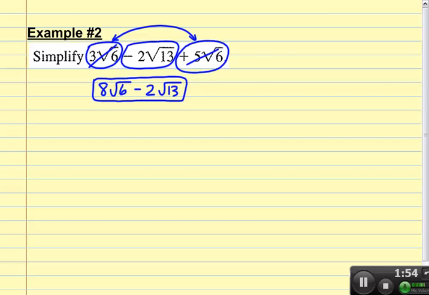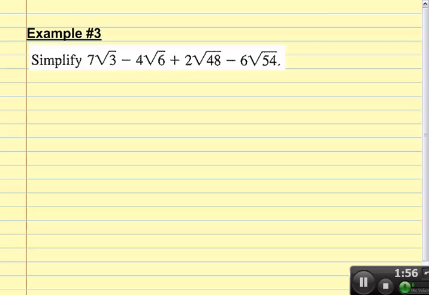Now, let's look at this next one. Example number 3, it says simplify. We've got 7 root 3s, negative 4 root 6s, positive 2 root 48s, and minus 6 root 54s. Now, root 3, I know I can't reduce that. I can't simplify that because 3 is prime. Root 6, you should see it, but if you don't, just take a check. It's root 2 times root 3. That's it. I can't simplify that at all. So I just leave that as root 6. Can't do anything with that, okay?